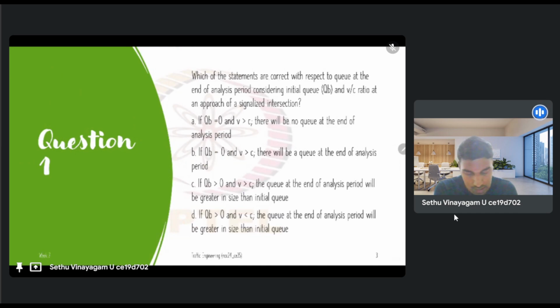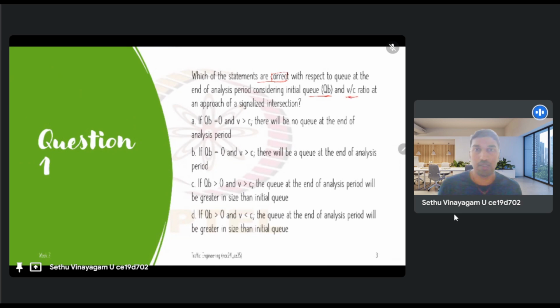So here we are looking at a multiple select question, so more than one of these options may be correct. We are also looking for correct statements. Here two parameters are there: one is the initial Q length, which is denoted as QB, and then the volume to capacity ratio.